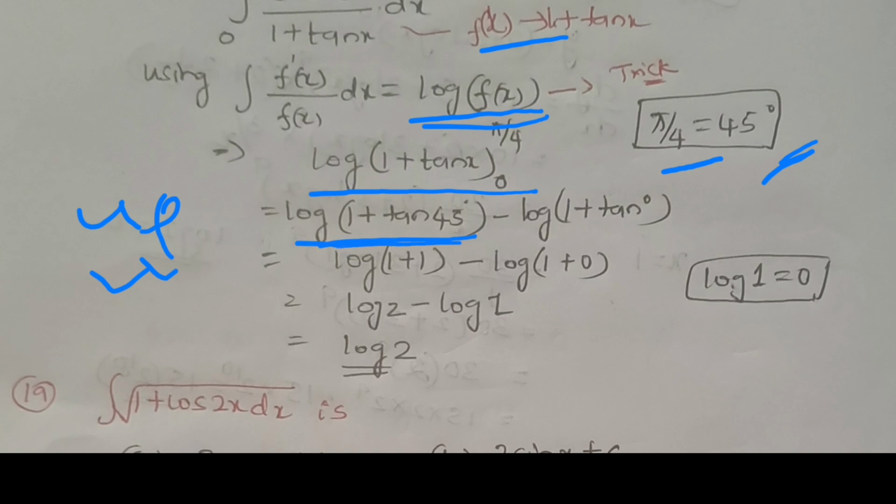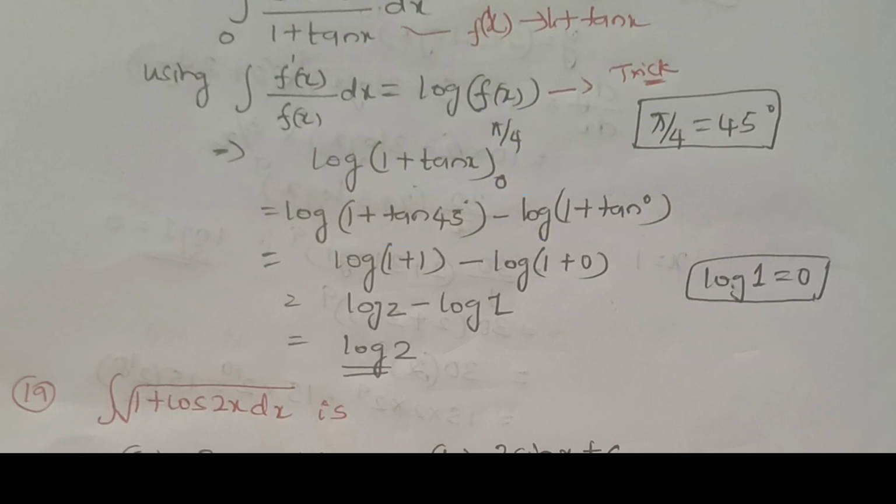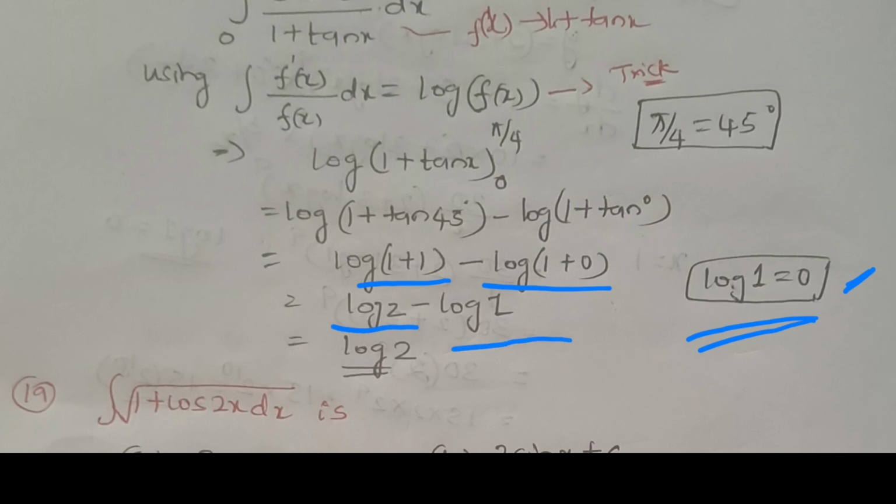The upper limit is 45 degrees, and the lower limit is 0. So we have used tan 0 here. Then 1 plus tan 45, tan 45 is 1, so log of 1 plus 1, minus log of 1 plus tan 0. Tan 0 is 0, so log 1 is always 0. This is log 2 minus log 1, and log 1 is 0. If you substitute 0, you will get log 2 as the answer.